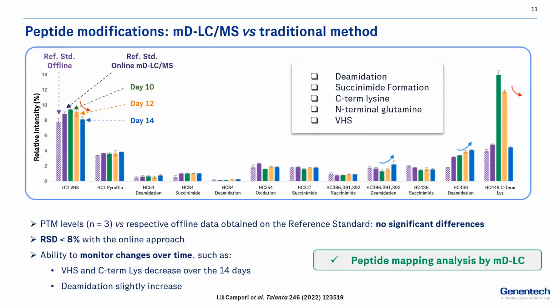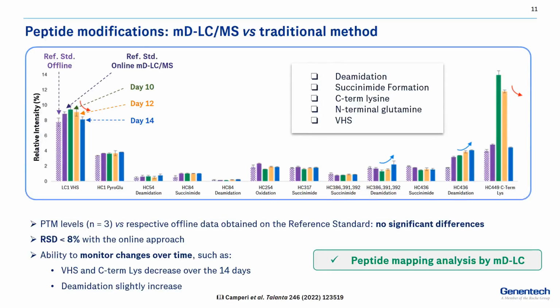For example, the oxidation on the heavy chain was relatively low and constant, indicating that the process was robust and the product was under well-controlled, consistent oxidative stress. We also see that we were able to monitor change over time, such as the terminal lysine, which was decreasing over the 14 days, but also the deamidation, which was slightly increasing with time.